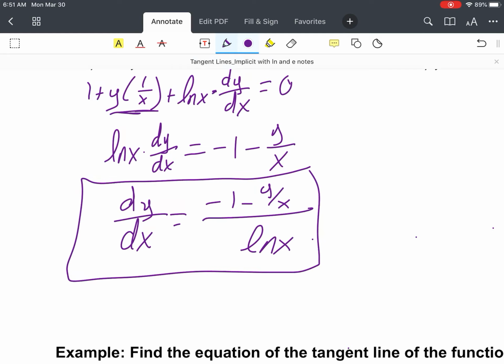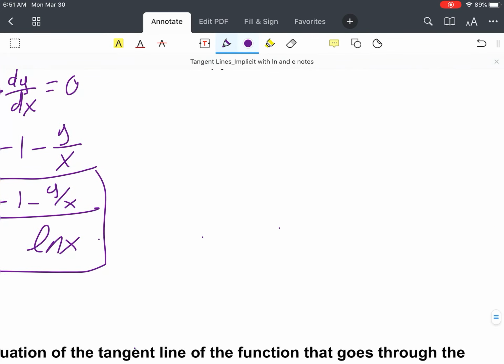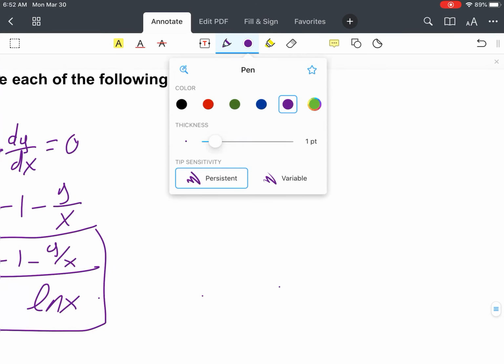So again, we took a derivative. We had a product rule in there. We got everything with the dy/dx on the left side, everything else on the right side. And then we just had to divide by that ln x. So let's look at it with e's.